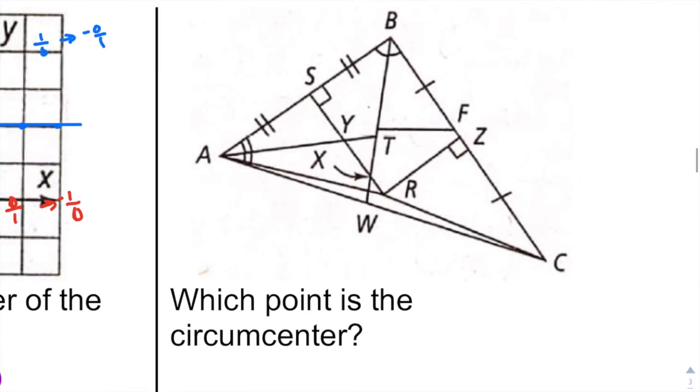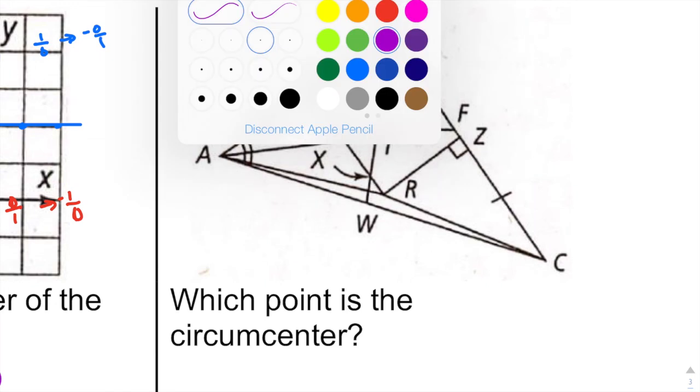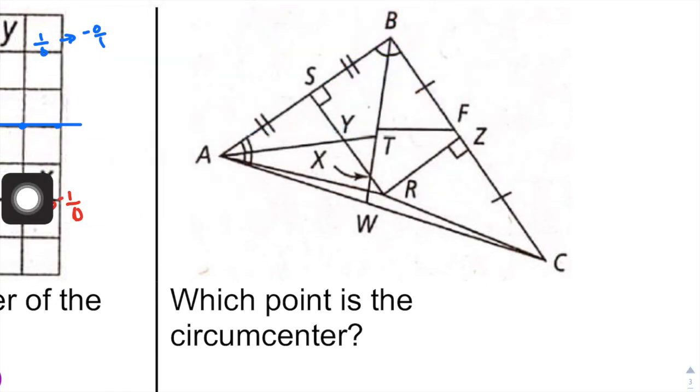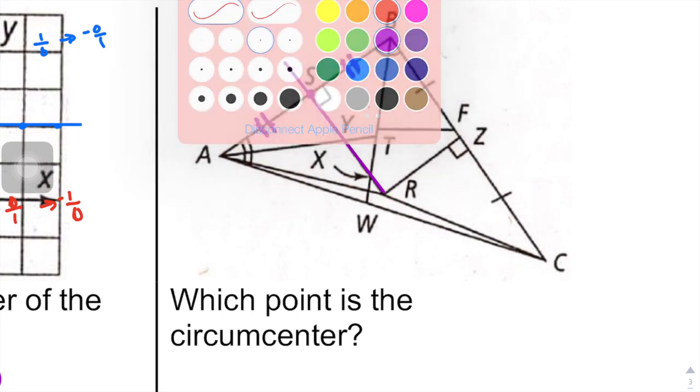Now you might encounter problems like this. So which point is the circumcenter? So again, remember circumcenter is where the perpendicular bisectors meet. So I'm going to want to try to find a side where I know we got a halfway point. So if I take a look at side AB, I can see that S is halfway because I see these markings here. And I've got a perpendicular line to it. So I know that for sure is a perpendicular bisector.